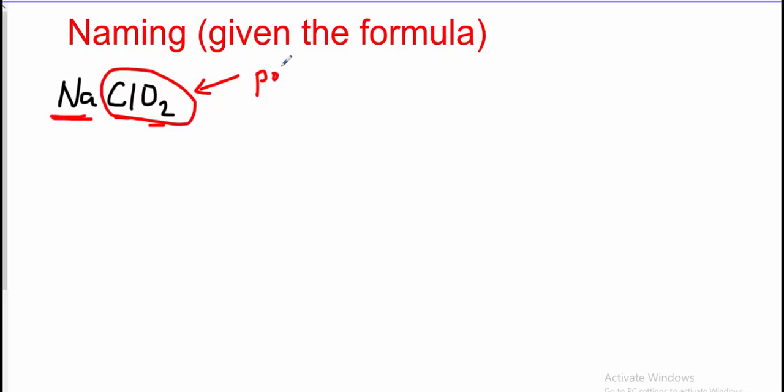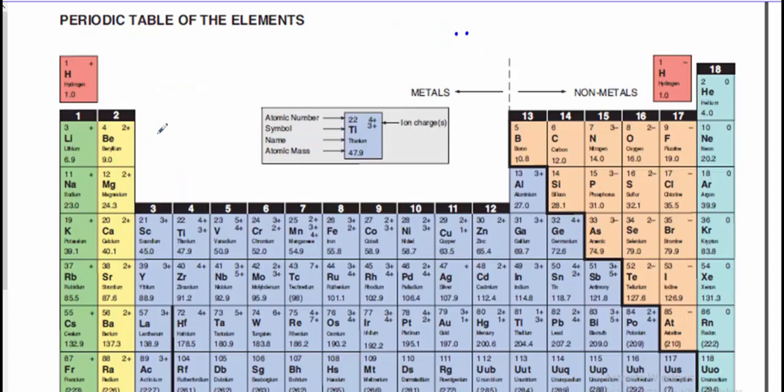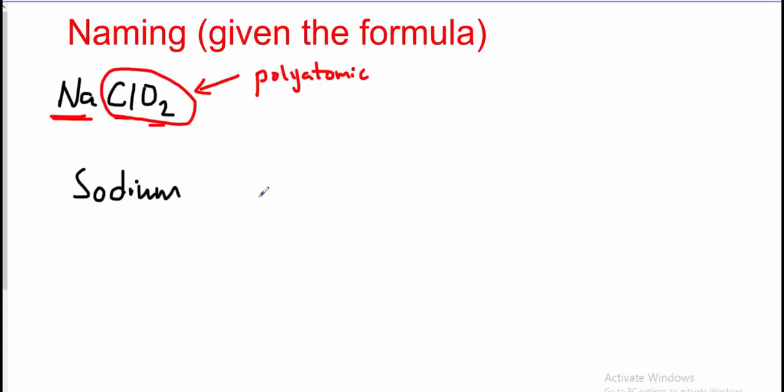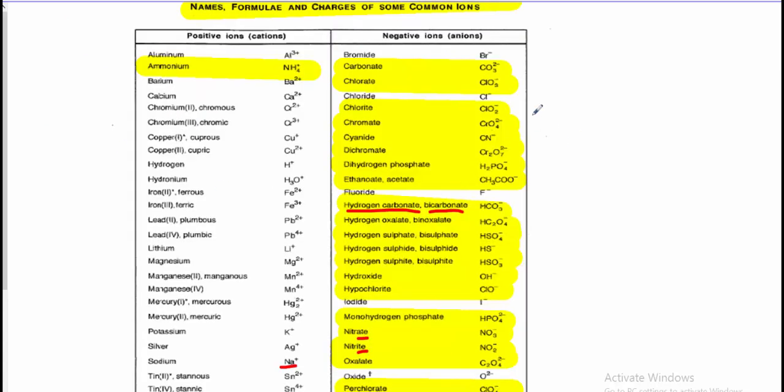So I need to look this up on my ion chart and figure out what its name is. I already know the name of sodium, Na. So I could go ahead and write that out. I've simply found that by going to my periodic table and looking up Na, sodium. And the polyatomic ion, ClO2, can be found right here on my chart, and the name of it is chlorite.